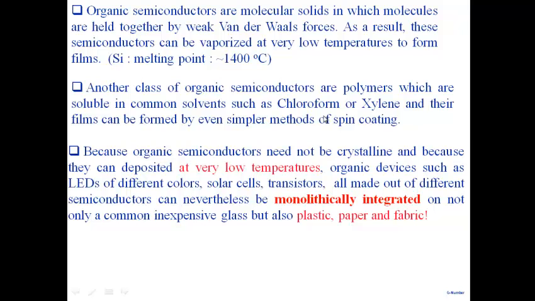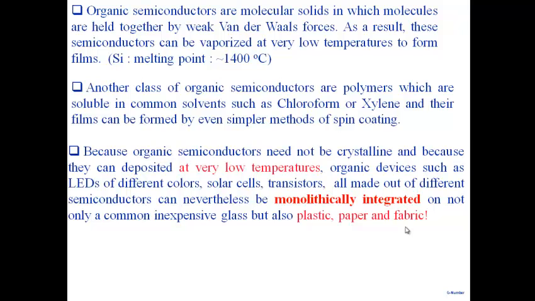So let me summarize the advantages of organic semiconductors. Organic semiconductors need not be crystalline. Well, you can make them crystalline, but they need not be. And they can be deposited at very low temperatures. Organic devices such as LEDs of different colors, solar cells, transistors, all made of different semiconductors, can be monolithically integrated on not only inexpensive glass, but plastic, paper, fabric, anything that you can think of. I can now make transistors, LEDs, solar cells on anything that you tell me. Glass, I'll make it. Plastic, I'll make it. Paper, people are making it. Solar cells on paper, transistors on paper. All right. Any cloth, people are making it. So anything that you can think of.